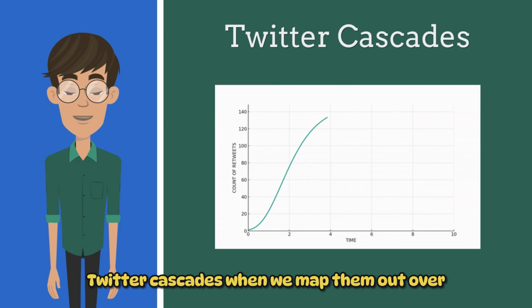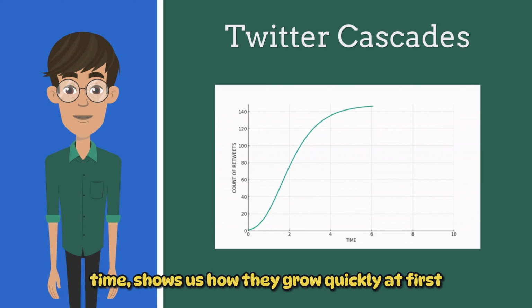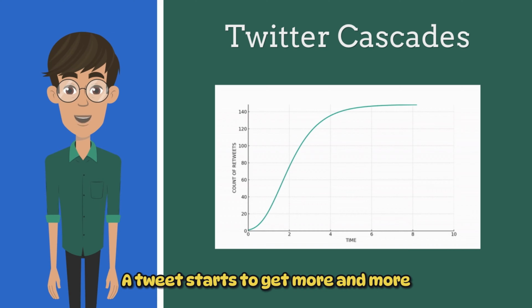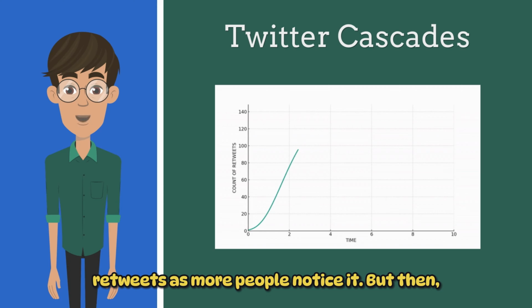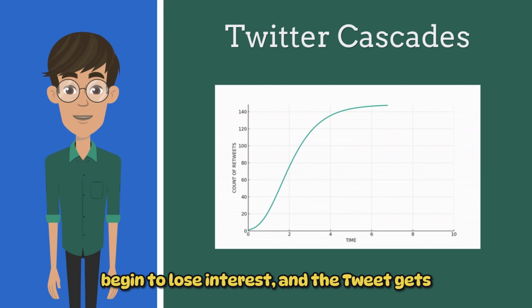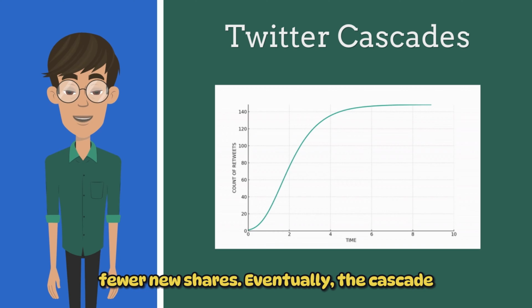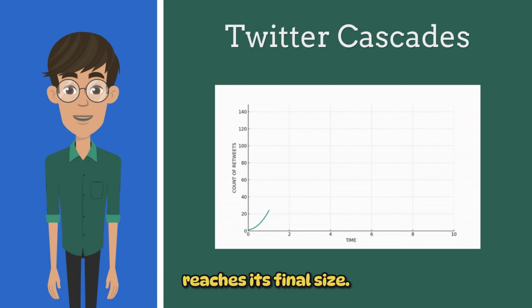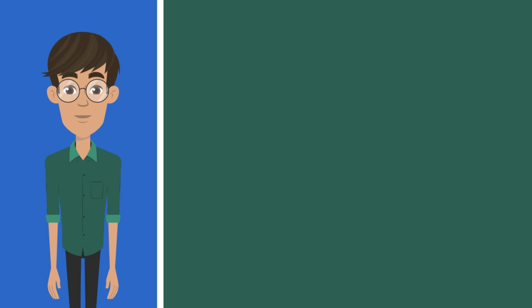The size of these Twitter cascades, when we map them out over time, shows us how they grow quickly at first. A tweet starts to get more and more retweets as more people notice it. But then, after a while, it starts to calm down. People begin to lose interest, and the tweet gets fewer new shares. Eventually, the cascade reaches its final size.